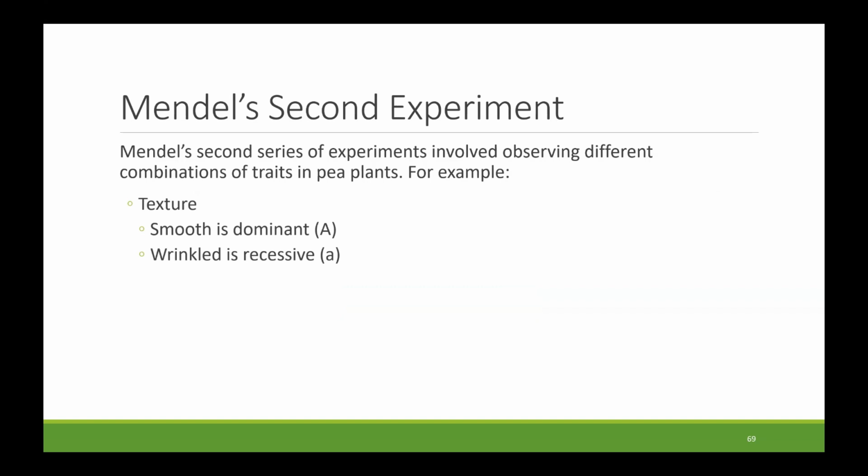But how does texture interact with color? For seed color in pea plants, yellow is dominant and green is recessive. And we're going to continue to use the letter A to represent the alleles for texture, but now we're going to introduce the letter B to represent the alleles for color.